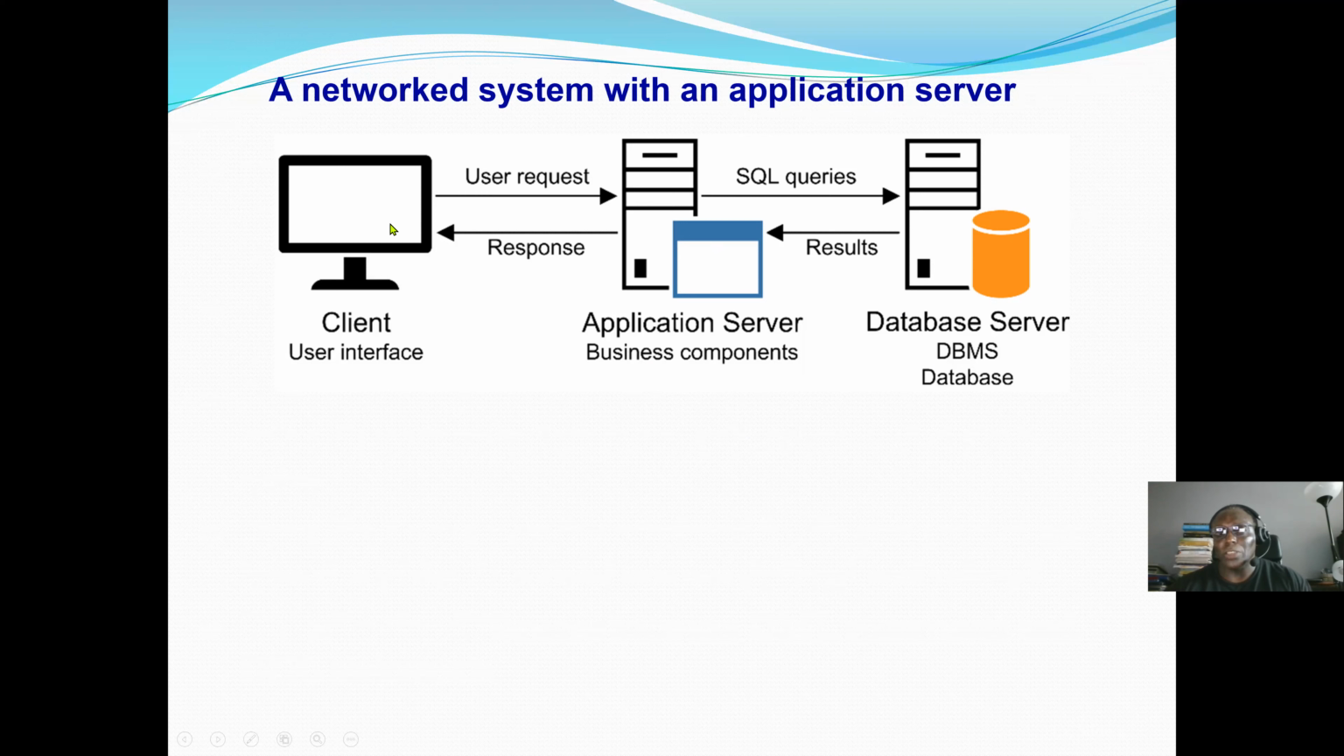So when the user requests a service, it goes to the application server. Then the application server gives the SQL queries to the database server, and the database server will give us a result. The result will go through the client user interface. So we have the user request, the direction of the arrow going to the application server. Then from there, we have SQL queries to the database server. The database server gives us the result. The result will go through the application server, then through the client's computer.